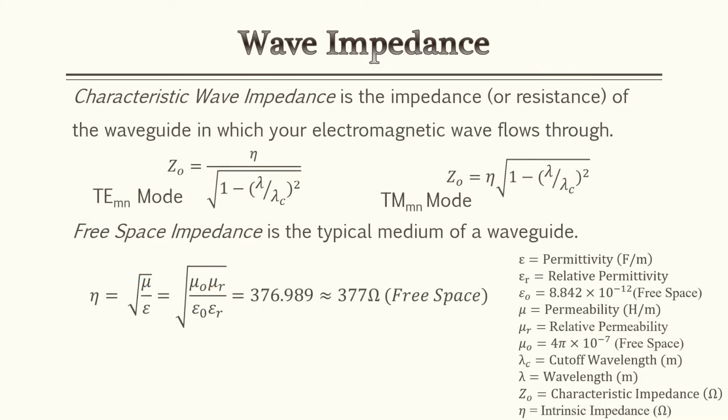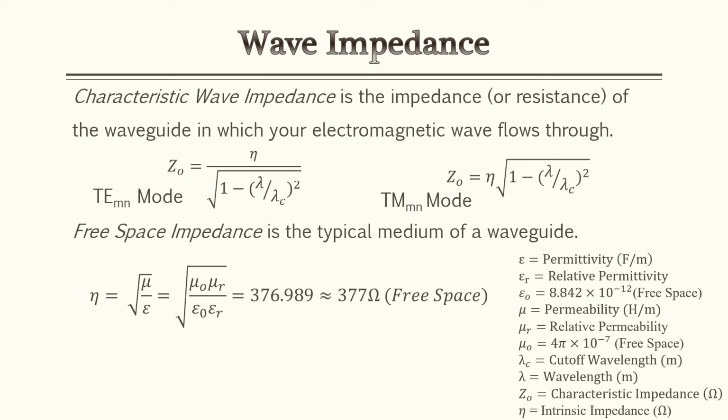Now, as mentioned earlier, waveguides are typically filled with air or free space. Well, even air still has some degree of resistance, and this resistance is going to be your wave impedance. So we provided two equations below based on which mode you use for your characteristic impedance for your waveguide, the TE mode and the TM mode.